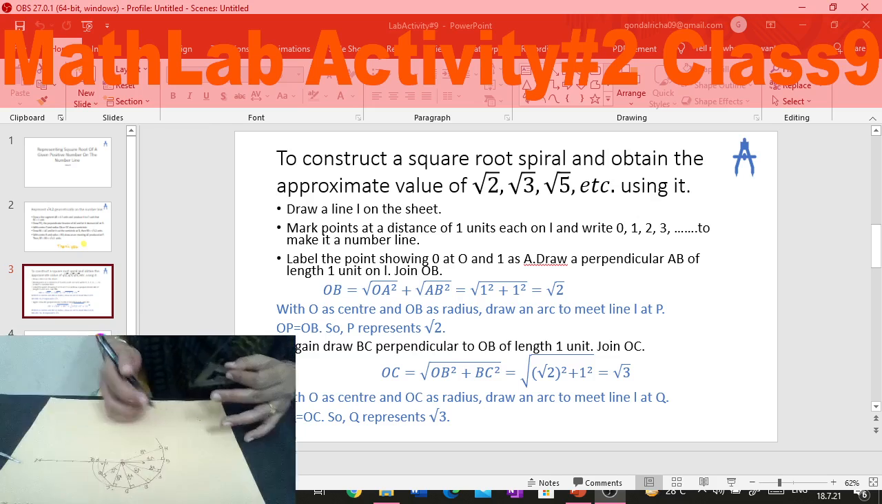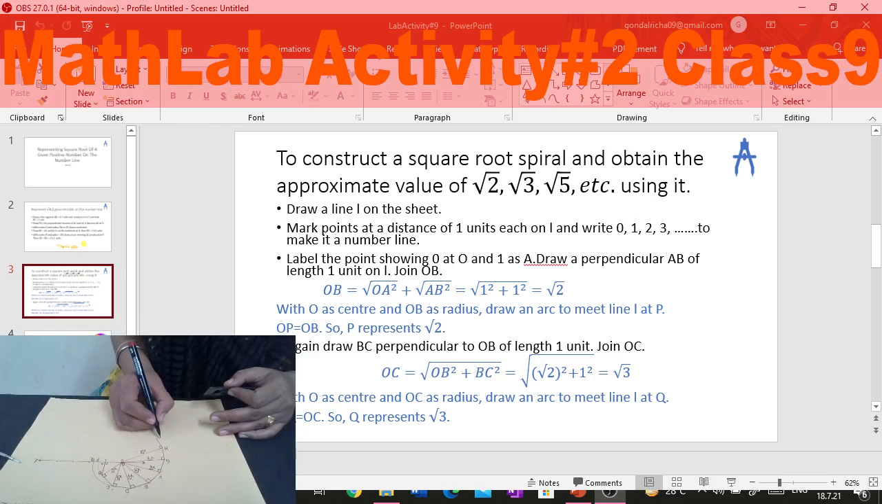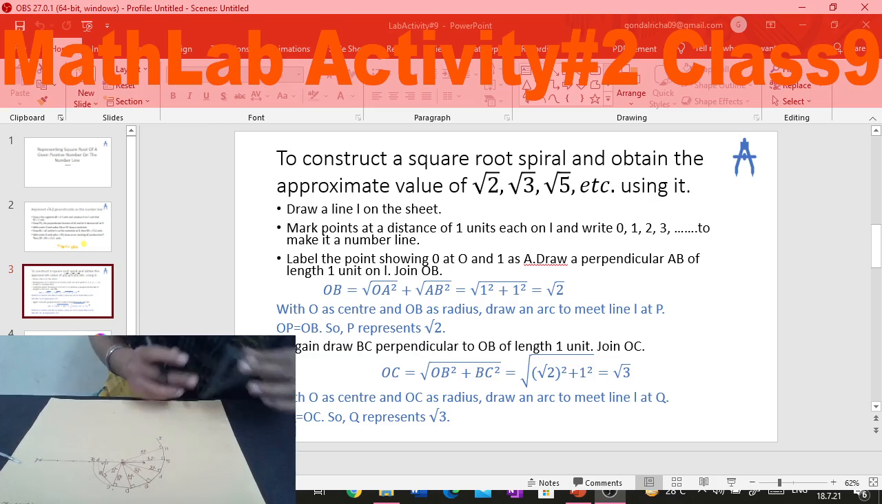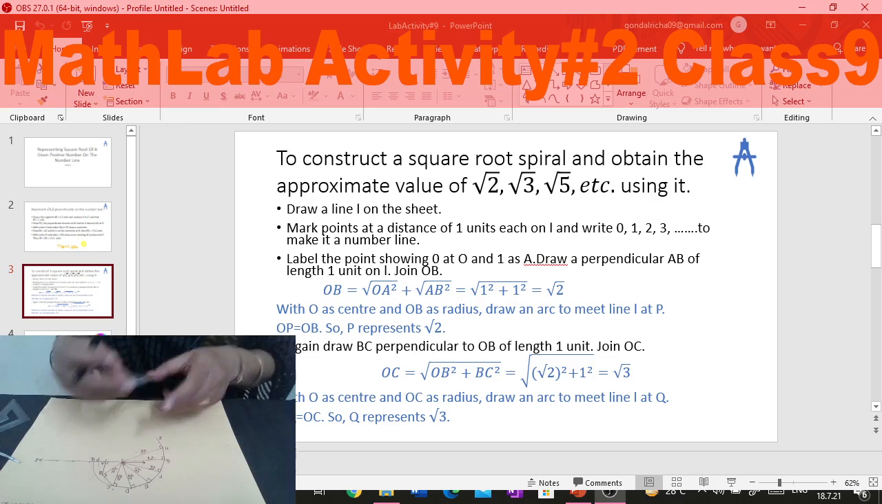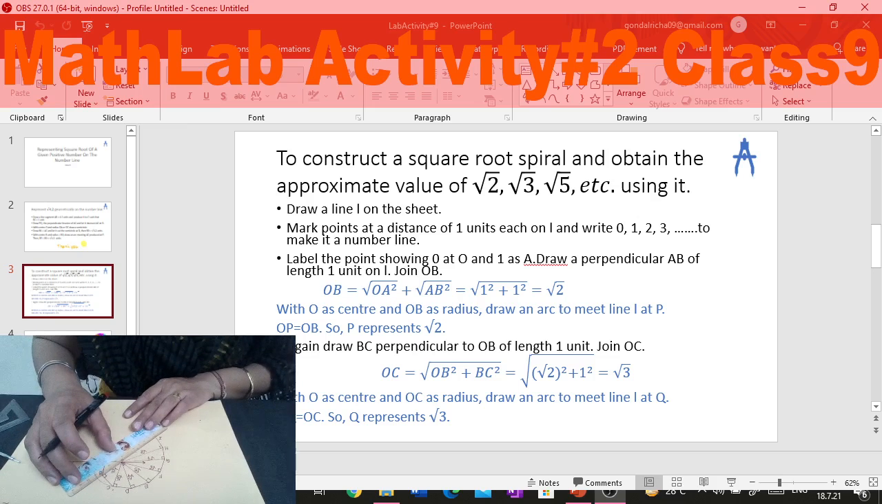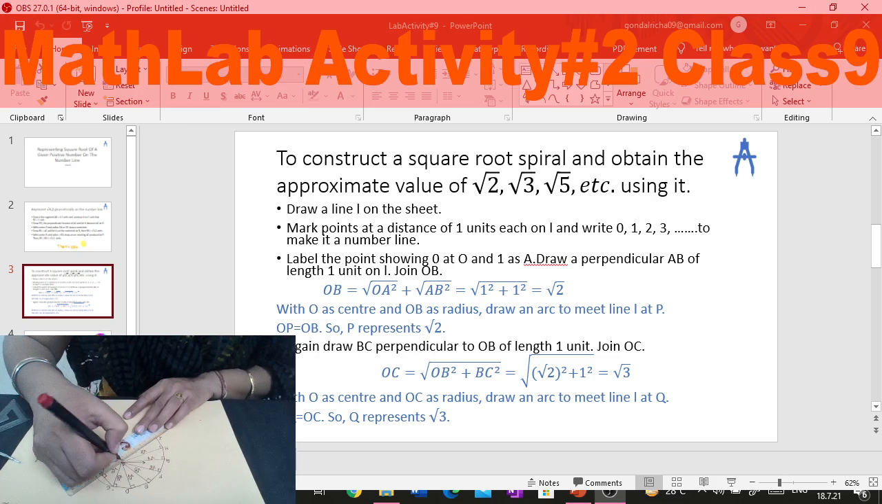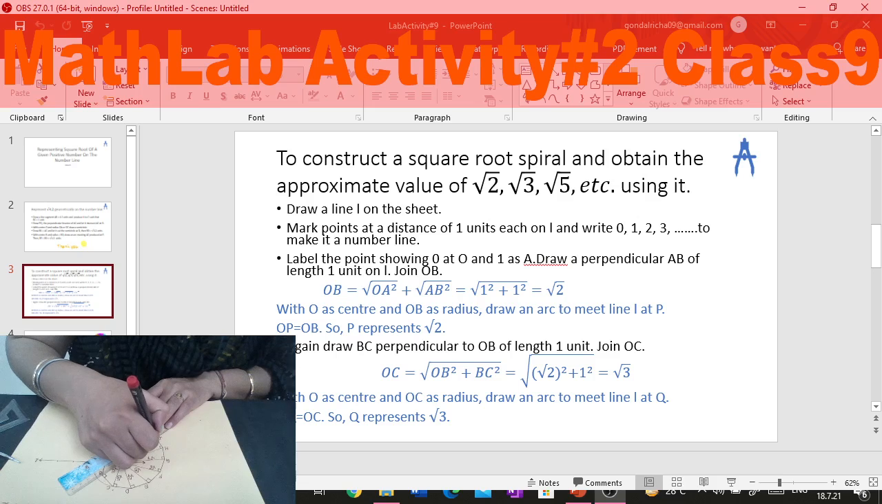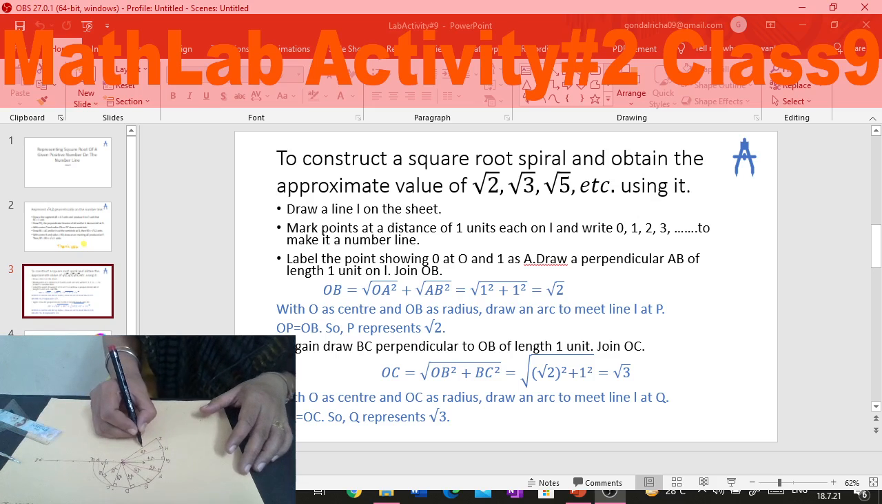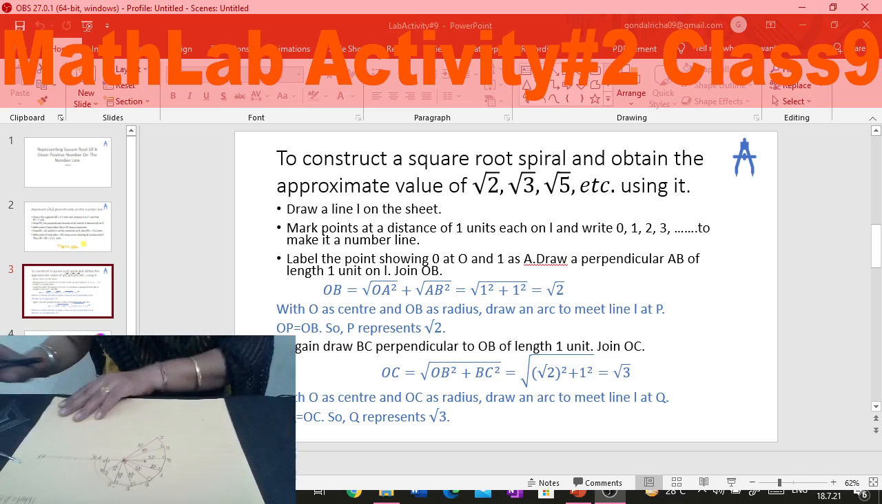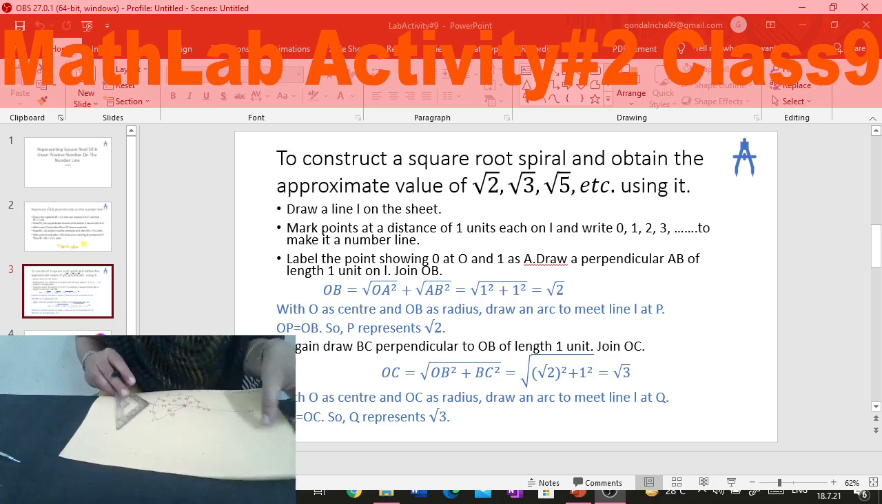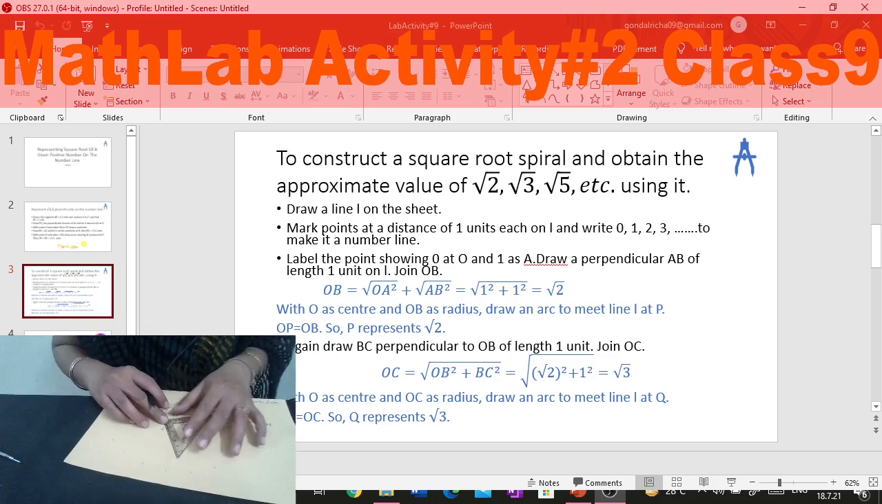This is point A, B, C, D, E, F, G, H, I. So this is point I. Now join OI to get the value of root 9. So this is the value of root 9. Again, draw the perpendicular at I.